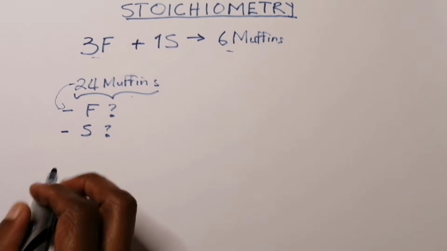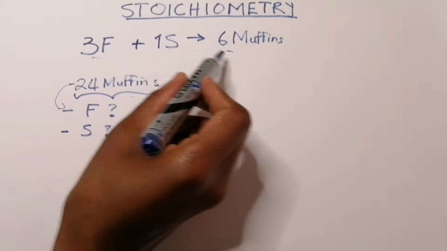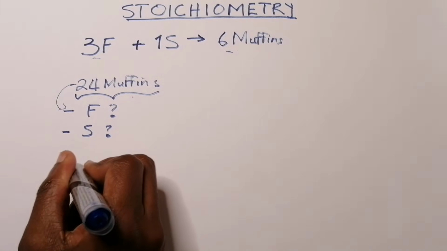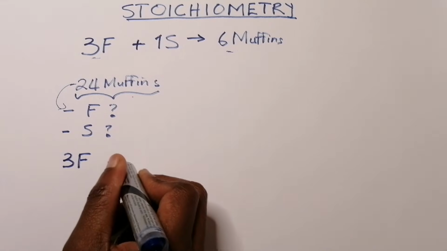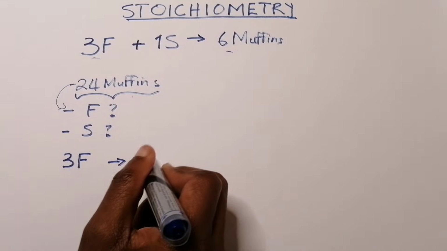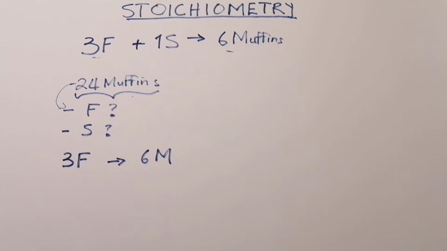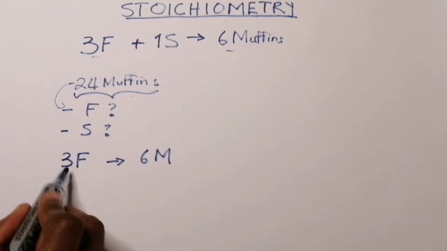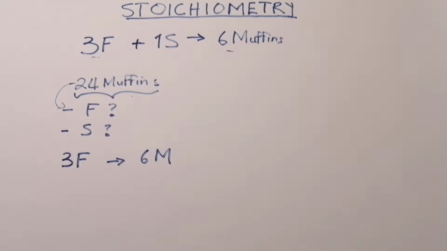Okay, so in this case, what I have is muffins, and what I want is flour. So let's start there. According to my formula, 3 cups of flour will always produce 6 muffins. If you don't mind, I'm just going to use M for muffins, so that I don't have to write out the word all the time. So 3 cups of flour will give me 6 muffins. That's according to our formula.